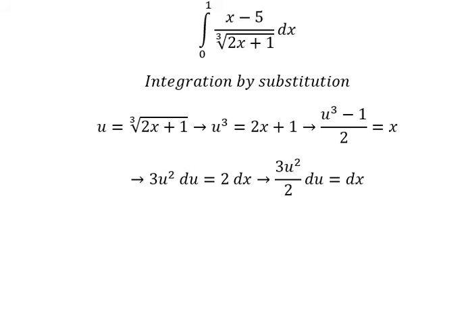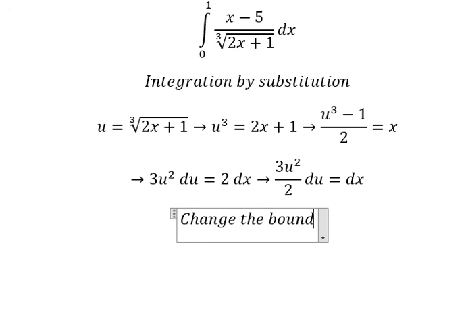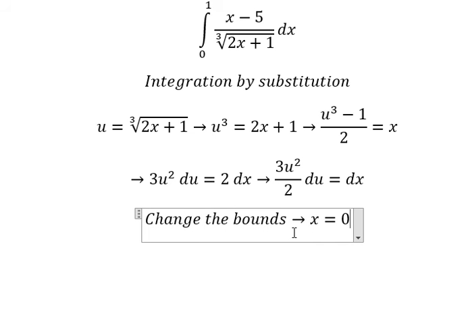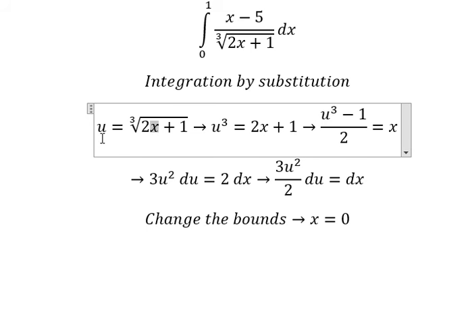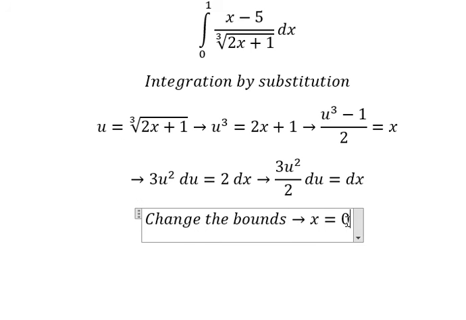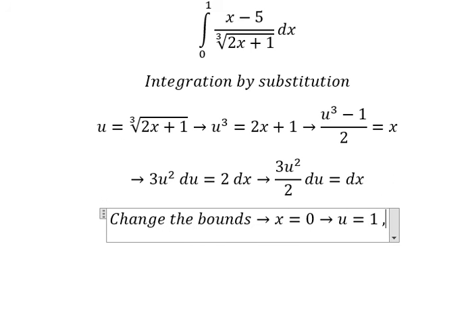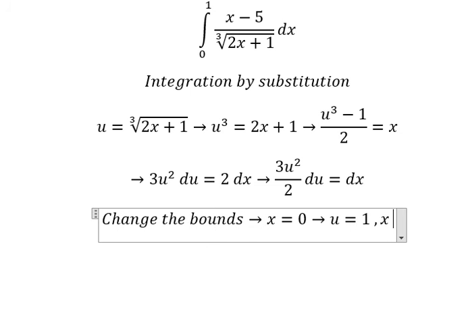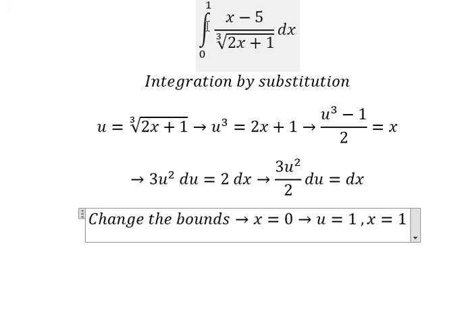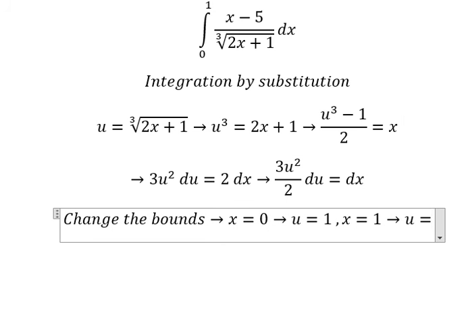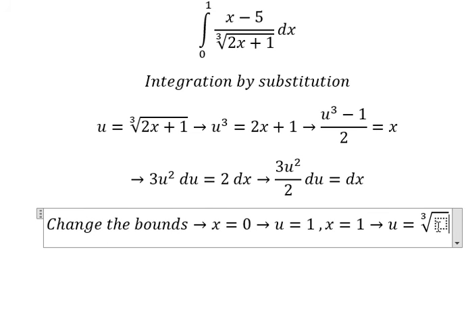Next, we need to change the bounds. So when x equals to number 0, so I will put number 0 in here. So we have u equals to number 1. When x equals to number 1, so I will put number 1 in here, and we can find the value of u. So u equals to the cubic root of number 3.